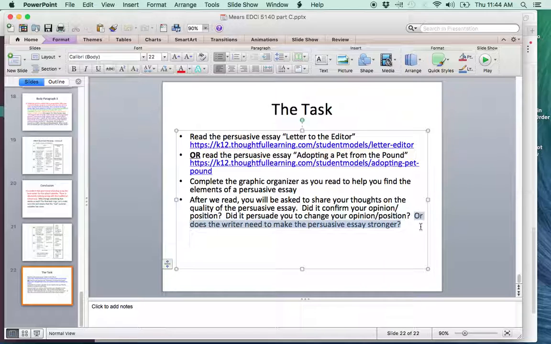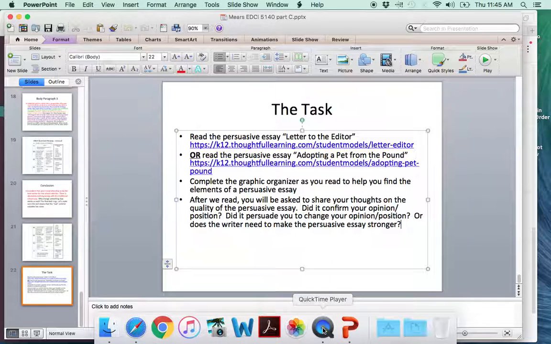Or is there something that the writer can do to help make their writing stronger so that they confirm or persuade you to change your opinion. If you have any questions, you can come see me. I look forward to hearing our discussion.